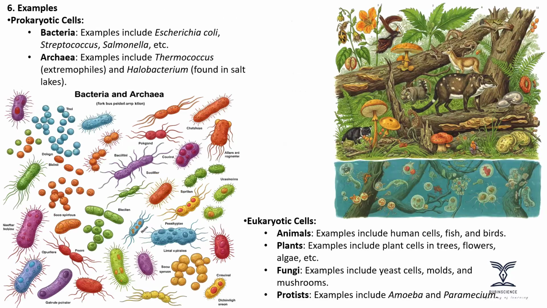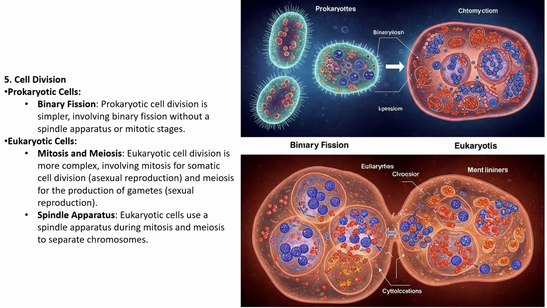Cell division. As we studied initially, in prokaryotes it's binary fission without any spindle fibers. This is important: binary fission without any spindle fibers. Whereas eukaryotes have both mitosis and meiosis, and spindle fibers are there. And what is the function of spindle fibers? They help in chromosomal separation.